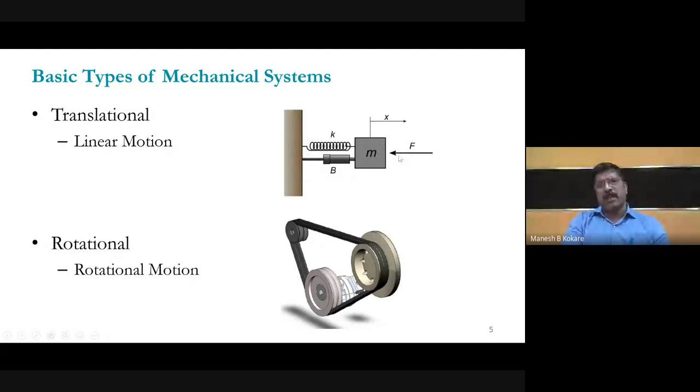Now if I apply a force on this, what will happen? This mass will push the dashpot element and the spring element, and there will be a linear motion or linear displacement. This linear displacement is given by x, and the force is applied in this direction, so it will have linear displacement.